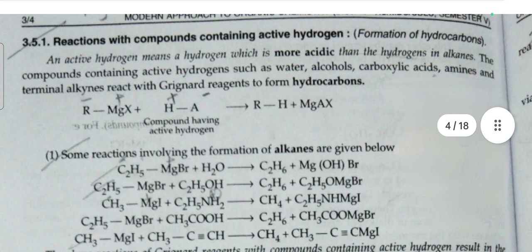Reaction with compounds containing active hydrogen, formation of hydrocarbons. An active hydrogen means a hydrogen which is more acidic than the hydrogen in alkanes. The compounds containing active hydrogen, such as water, alcohol, carboxylic acid, amines, and terminal alkynes, react with Grignard reagent to form hydrocarbons.